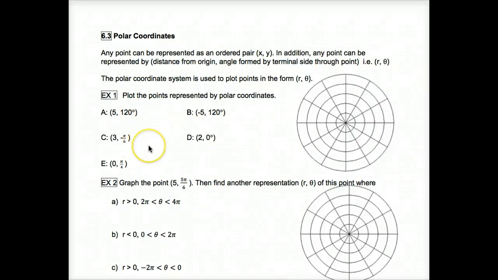Great, so today we're going to go through the information for Lesson 6-3, polar coordinates. Of course, we know that any point can be represented as an ordered pair (x, y) in our traditional coordinate plane. But in addition to that, every point can also be represented by an ordered pair in a different format, where your first coordinate represents the distance from the origin and the second coordinate represents the angle formed by the terminal side of the angle through that point.